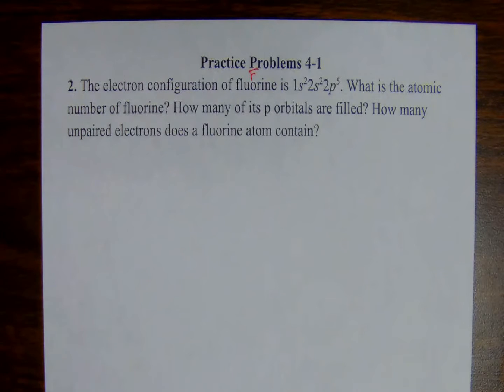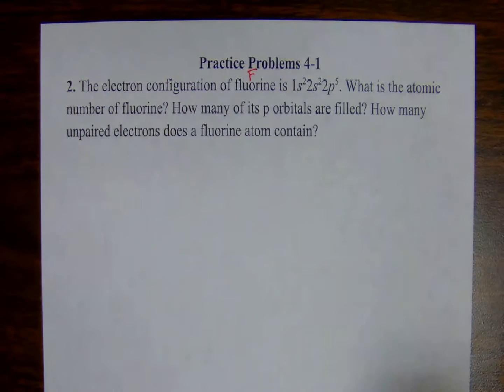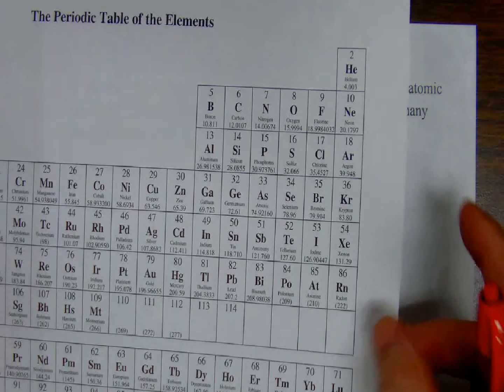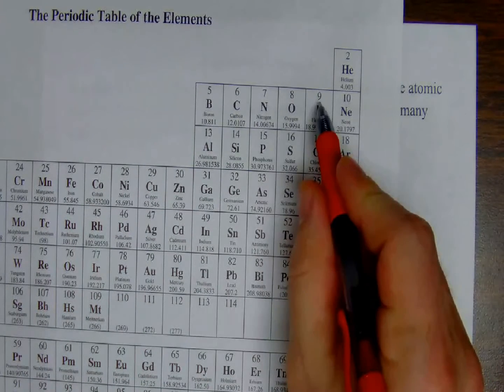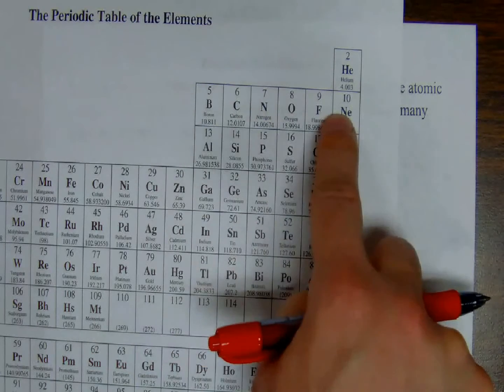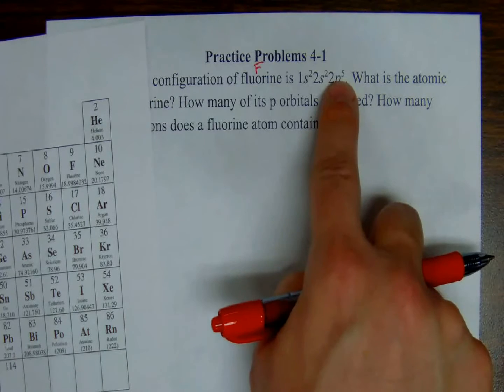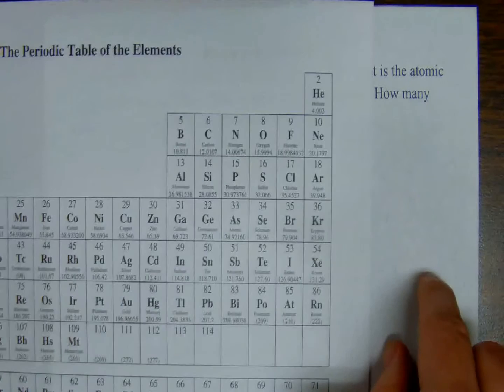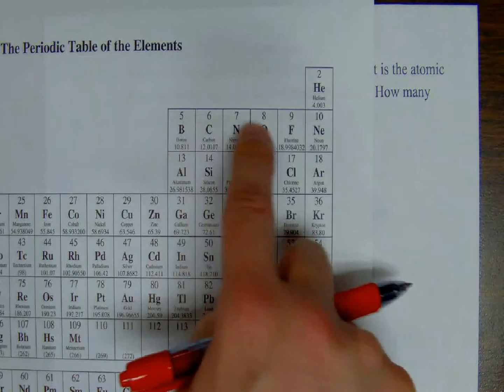So let's find fluorine on our periodic table. Here we see that fluorine is in fact number 9. We can also see this in the 2p sublevel. According to the electron configuration, it's got 5 electrons in the 2p sublevel, so we can prove that: 1, 2, 3, 4, 5, and guess what? That's fluorine. So good on us.